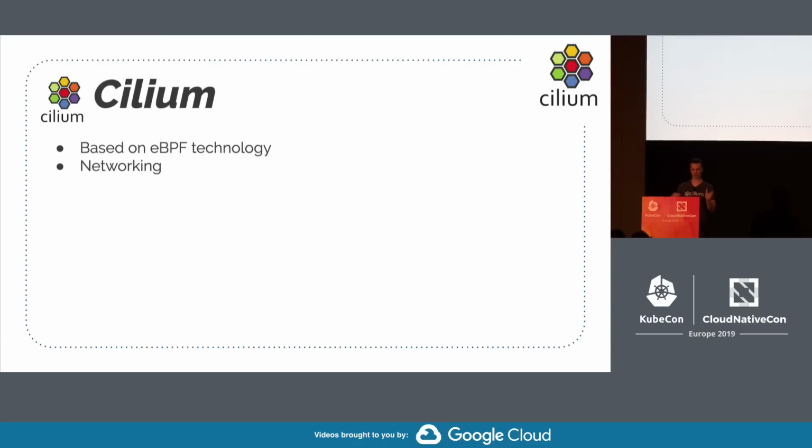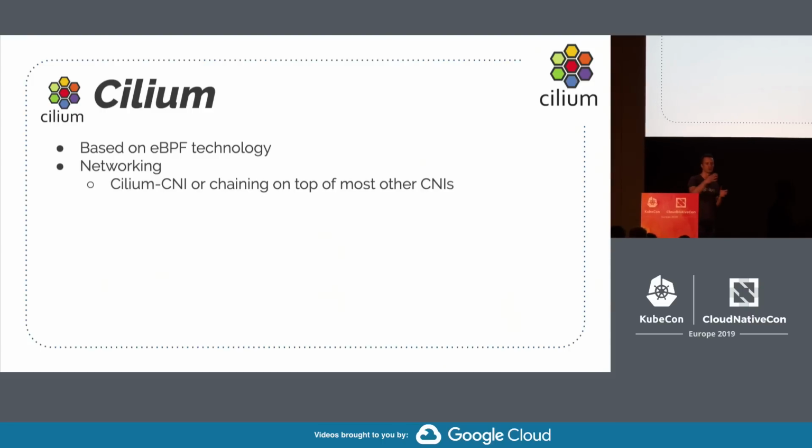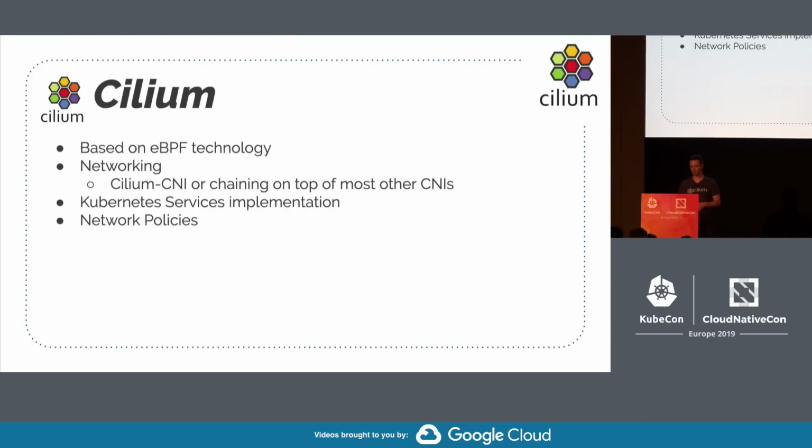Cilium does a lot of things. First of all, networking. It has its own Cilium CNI plugin, but you can also run it on top of other CNI plugins, something like Flannel or Calico or AWS CNI or Lyft VPC CNI. So we're compatible with other CNIs, and you don't necessarily have to use our CNI plugin. You can also run it on top of others. Then we implement Kubernetes services. We have a full implementation, which is very scalable. It can scale to tens of thousands of services.